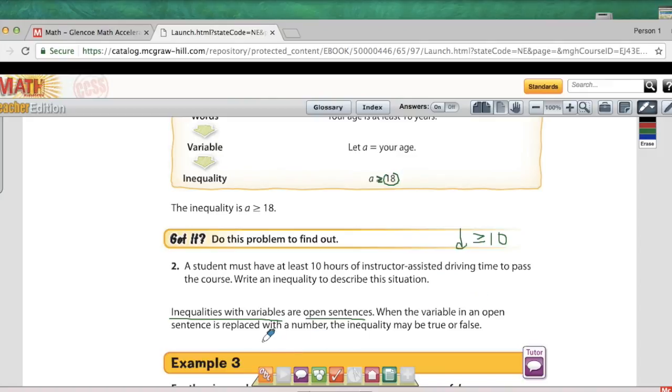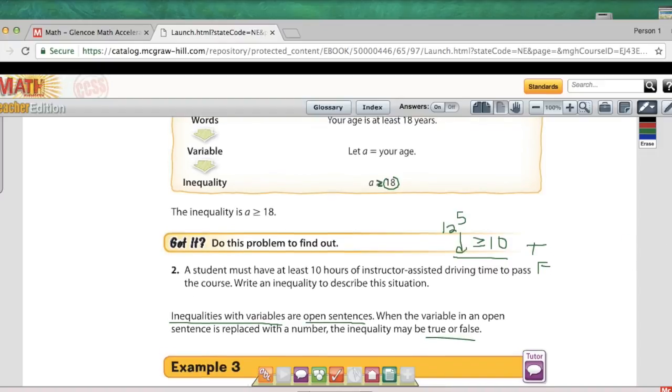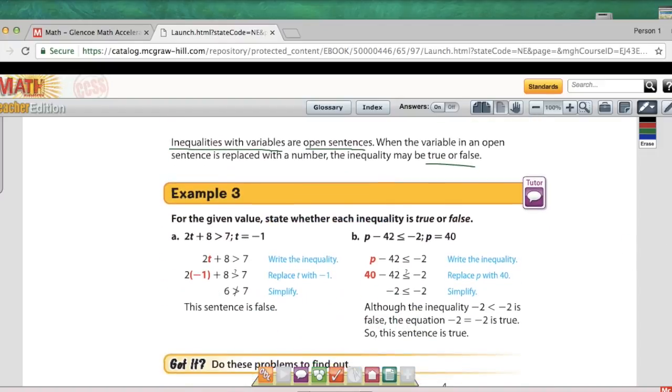When the variable in an open sentence is replaced with a number, then you can either say it's true or false. So here's an open sentence, or an inequality with a variable, okay? As soon as I put in a number for t, like the number 12, it becomes true or false. Is 12 greater than or equal to 10? Yes, it's true. Okay, if I plug in the number 5, is 5 greater than or equal to 10? No, that becomes false. Okay, scroll on down to example 3.